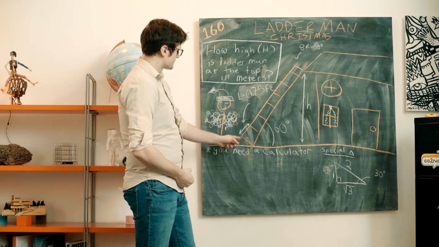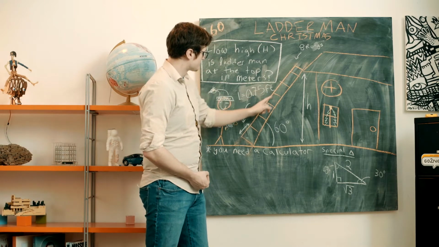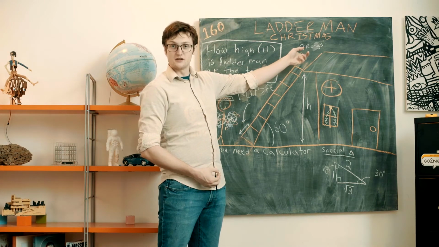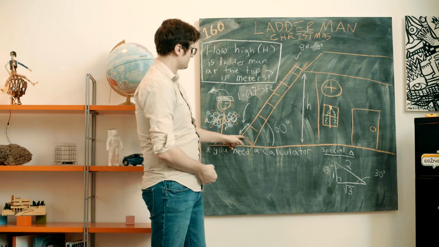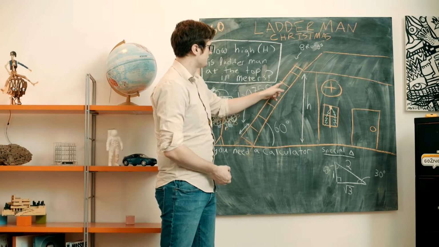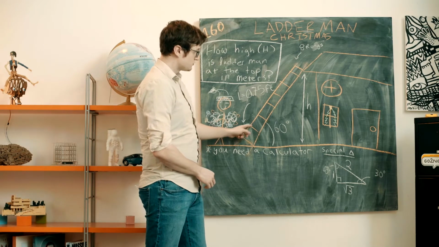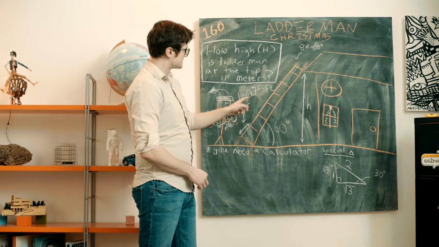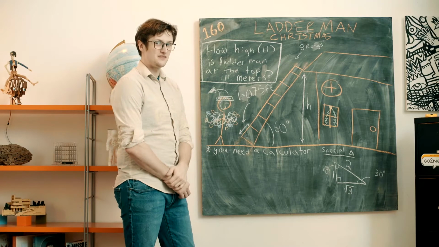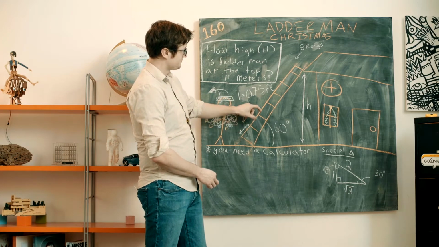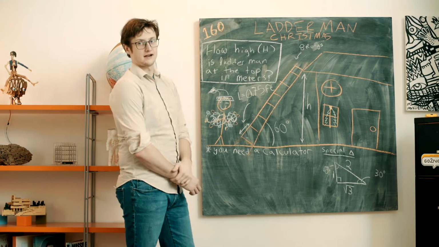So first things first, we see our ladder here, and there are 8 rungs on this ladder. 8 rungs, we can count them: 1, 2, 3, 4, 5, 6, 7, 8. And the distance between each rung is 0.75 feet. So that is the distance between each of the rungs on the ladder.